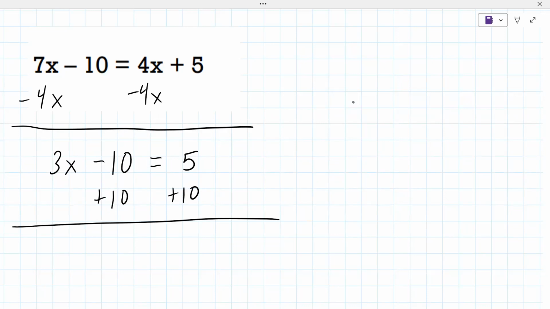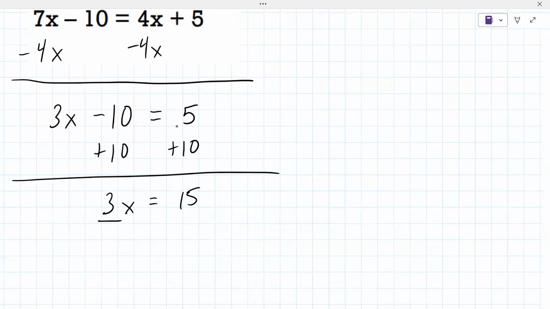3x equals 15. Good. And then I would have to divide 15 by 3. Good. So x equals 5. Good. Okay. Great. Very good. All right. Now let me show you a couple of problems here.